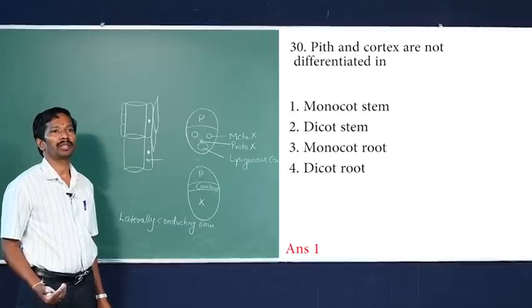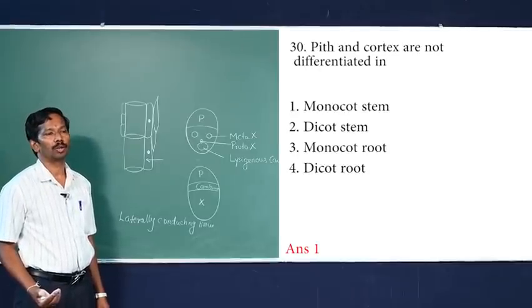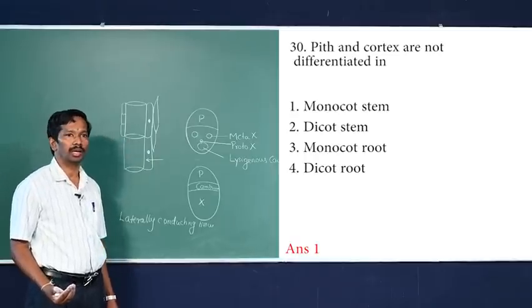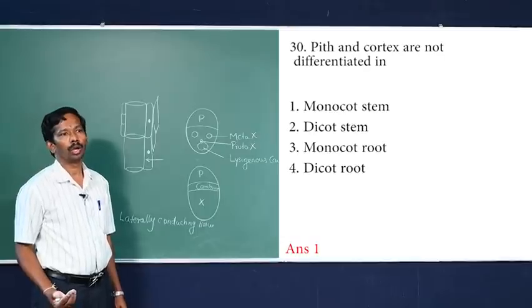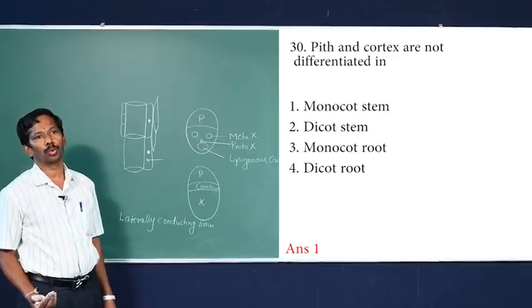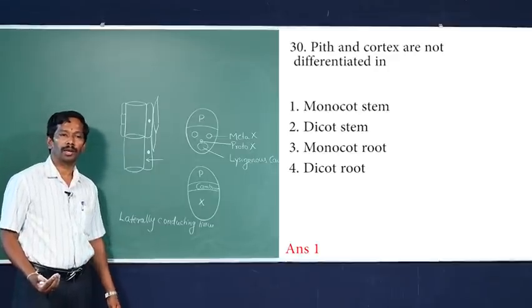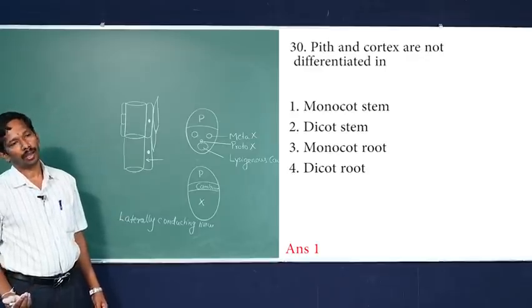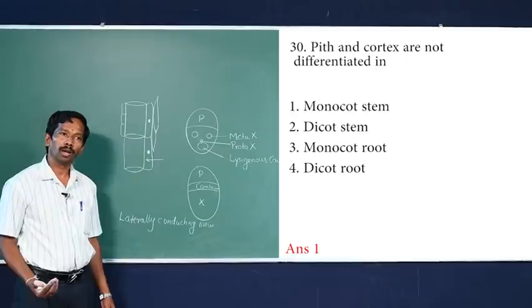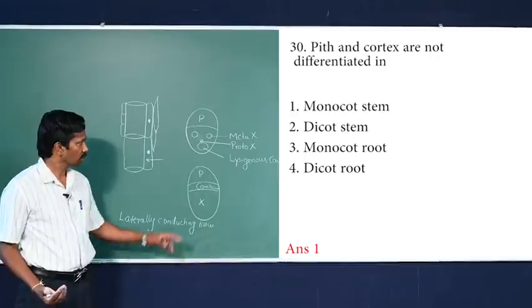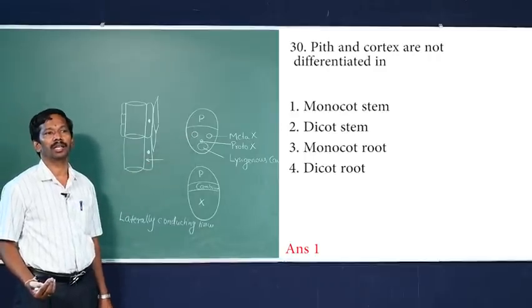So question is, pith and cortex are not differentiated in option number 1 monocot stem, option number 2 dicot stem, option number 3 monocot root, and option number 4 dicot root. So answer should be option number 1, because in dicot stem, dicot root and monocot root, epidermis, cortex followed by endodermis are characteristic features, whereas in monocot stem, epidermis is followed by hypodermis made up of sclerenchyma, followed by ground tissue without much distinction, within which you can find vascular bundles scattered in an atactostelic condition. So answer is 1 for question number 30.